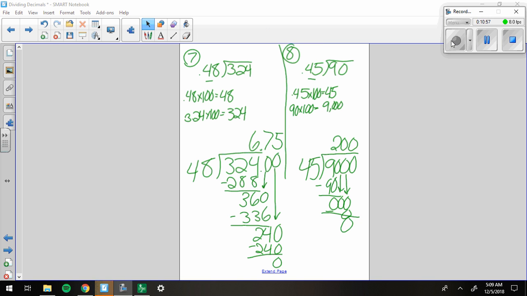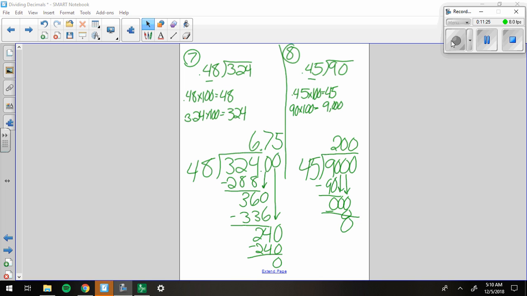All right, here we go. Our new problem, 324 divided by 48. We had to annex 2 zeros there. We got 6 and 75. For number 8, we actually had to annex the zeros beforehand. 90 times 100 is 9,000. 45 goes into 90 2 times evenly. So there we go. That's already it.